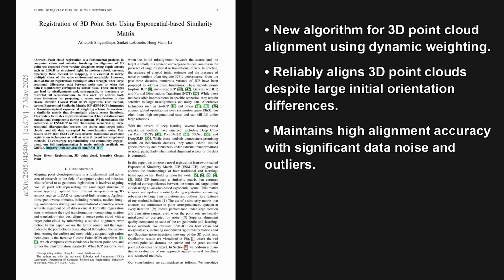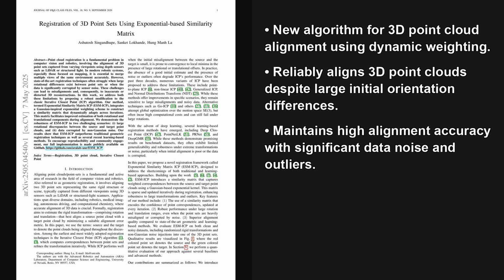I'm Alex, and today we're diving into a paper published on May 7th, 2025, titled Registration of 3D Point Sets Using Exponential-based Similarity Matrix. So this research tackles a really common challenge in computer vision and robotics, which is point cloud registration. That's essentially the task of aligning different 3D scans of an object or environment, like data captured by LiDAR. The paper proposes a new method called Exponential Similarity Matrix Iterative Closest Point, or ESMICP, which is a modification of the well-known Iterative Closest Point algorithm.